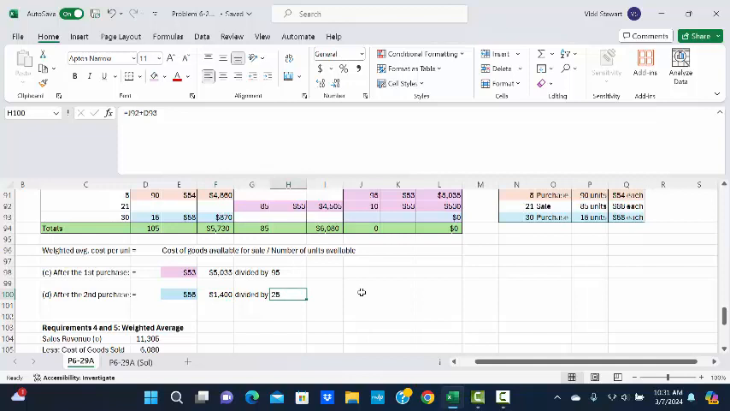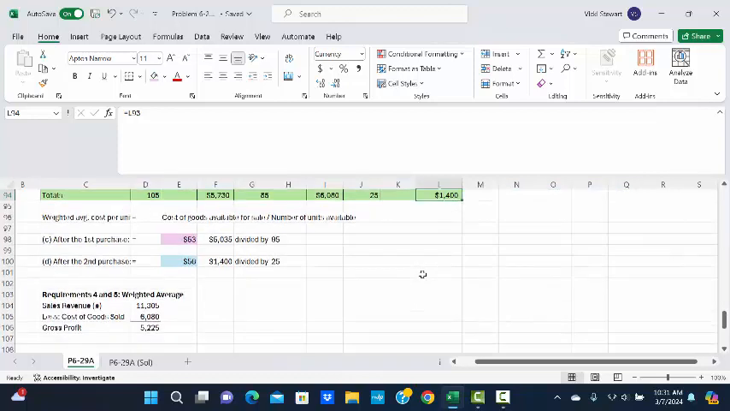We then divide that by the total number of units available. So 10 units were in ending inventory and we bought 15, so that's 25 units. So our ending inventory would be 25 units, and our weighted average that we computed by dividing 1,400 by 25 is now $56. So 25 times 56 is $1,400. So for requirement 3, the ending inventory using weighted average is $1,400.